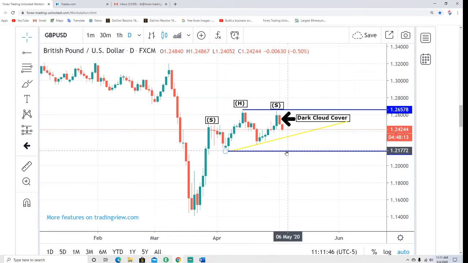But a failure of this neckline will have us hard pressed looking for support to be tested down to 121.72, and any failure here has us definitely targeting this 120 down to 118 area range. So we'll see what happens with that.